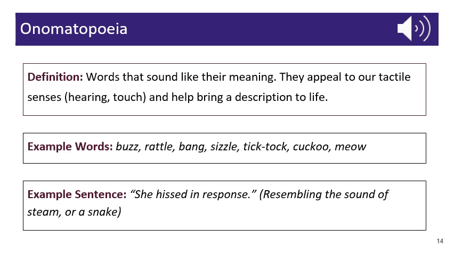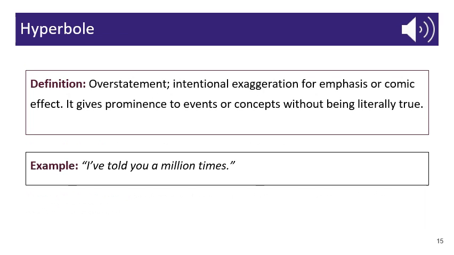Onomatopoeia refers to words that sound like their meaning, such as hiss, bang, or sizzle. The last figure of speech we're going to look at is a hyperbole. This is an overstatement that is a clear dramatization to add emphasis to whatever you're saying. Other examples in addition to the one on the slide include it weighed a ton, or I'm so hungry I could eat the whole house.